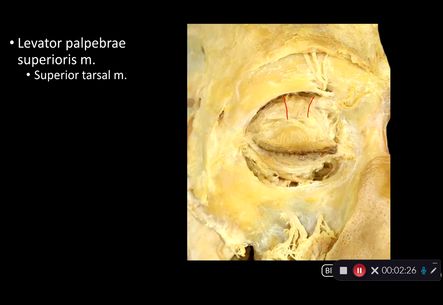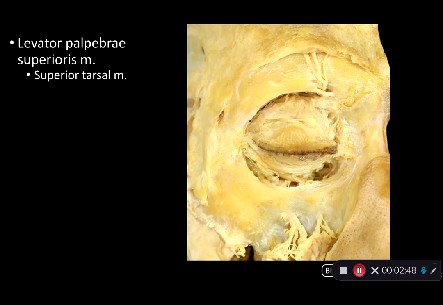It attaches from the apex of the orbit to the tarsofascial layer of the superior palpebrae, and it's innervated by the superior division of the oculomotor nerve. So that's cranial nerve 3.